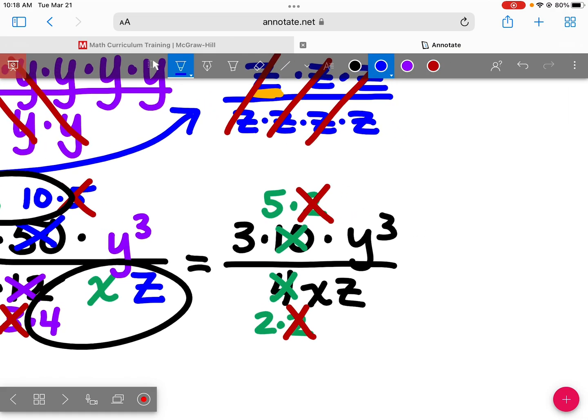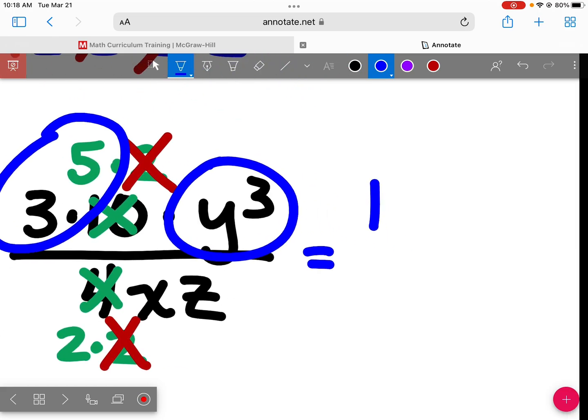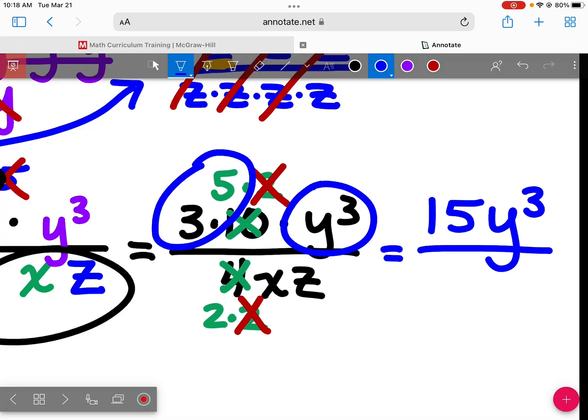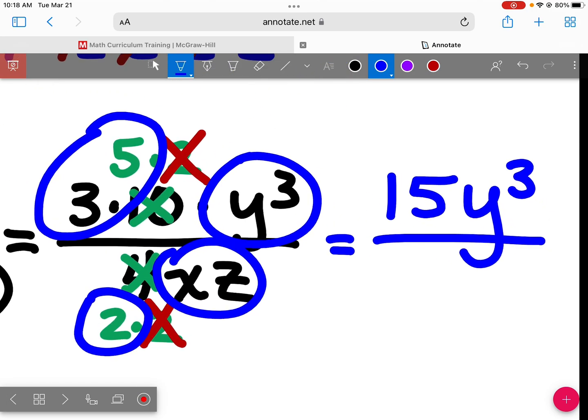So now I'm going to multiply together what I've got left. What is 3 times 5? 15y cubed in my numerator. What do I have left in the denominator? 2xz.